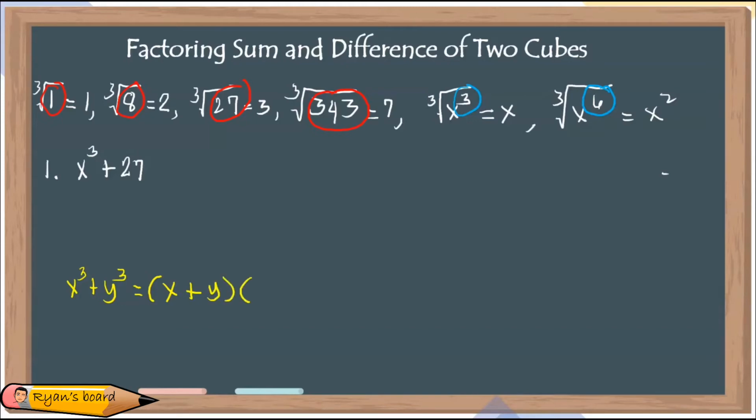Then, another parenthesis. Next step ay square mo ito, yung cube root ng x cube which is x. X times x is x squared. So, sulat natin x squared. Then, minus, multiply mo to. X times y, kuha natin ay x, y.